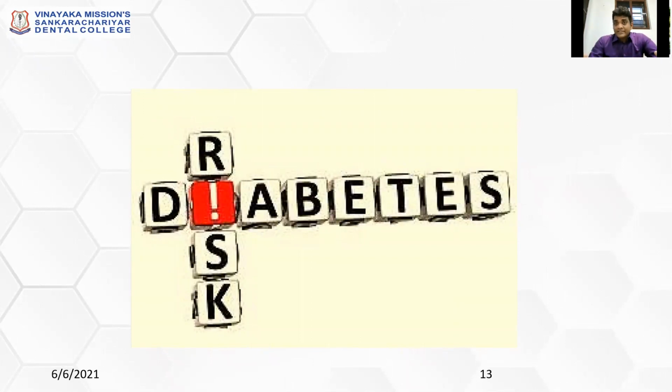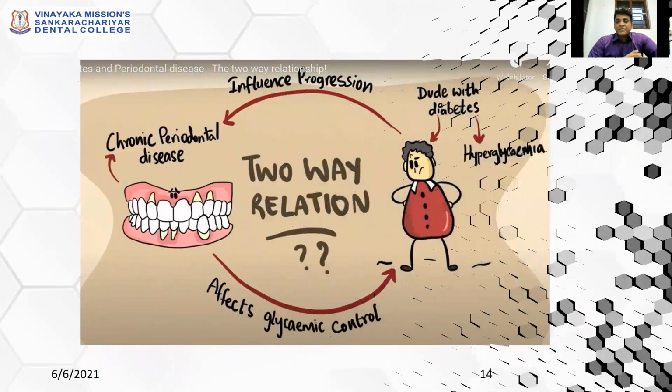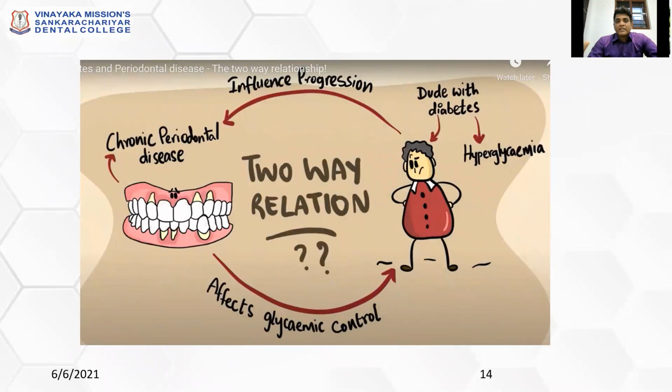Okay, now I will end this lecture with a small example of how a risk factor can play a role in the progression of periodontal disease. Among the risk factors, I will take diabetes and how diabetes can influence the progression of periodontal disease. This is a common thought, that chronic periodontal disease in a long-standing manner can affect the glycemic control of a patient with diabetes, which in turn will influence the progression of periodontal disease. That means a two-way relationship between a person with uncontrolled diabetes and a chronic periodontal disease.